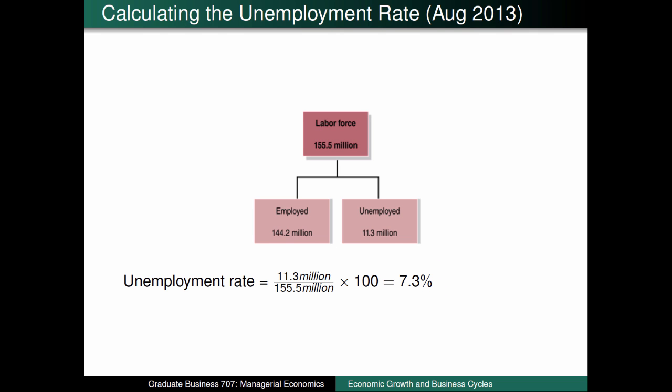Of the 155.5 million people who were in the labor force in August 2013, 11.3 million did not have a job, yet were actively looking for a job. Therefore, the unemployment rate in August 2013 is calculated as 11.3 million divided by 155.5 million times 100, which is equal to 7.3%. We will be combining the trends for GDP, inflation, and unemployment during recessions and expansions in the third and final video for this chapter.